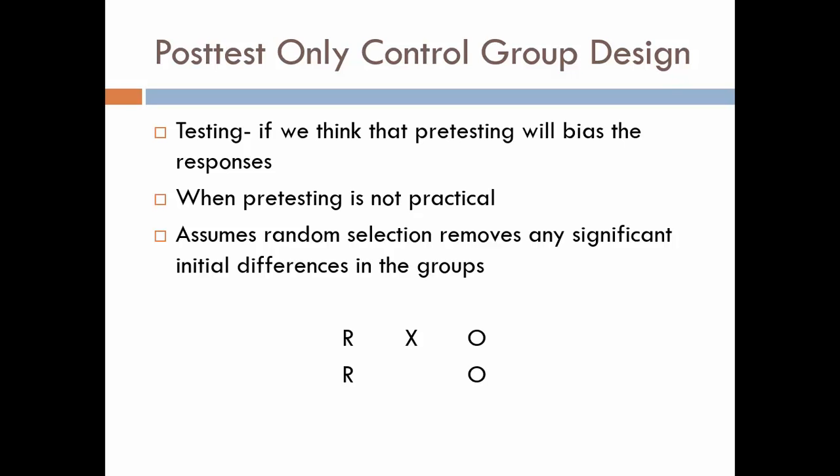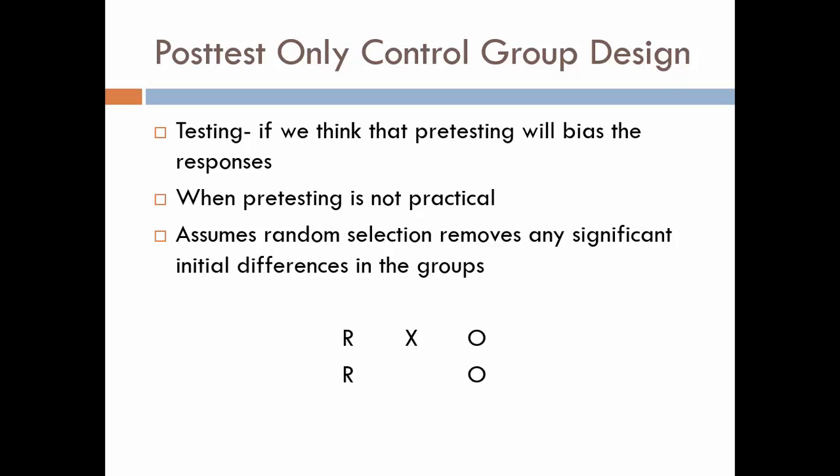Okay, there's another kind of experimental design that's called a post-test only control group design. We use this if we think that pre-testing and post-testing will give us a biased result. So remember in our last PowerPoint we talked about the threats to internal validity, and one of them was testing. So if you think testing is going to be a threat, then you can use this design. It's also used when pre-testing isn't practical.